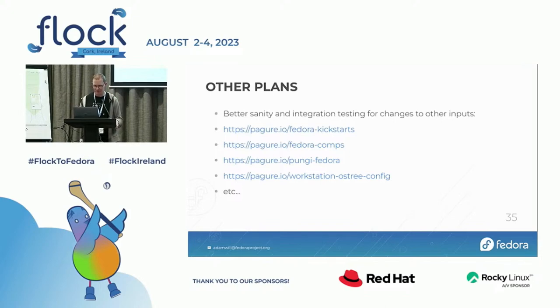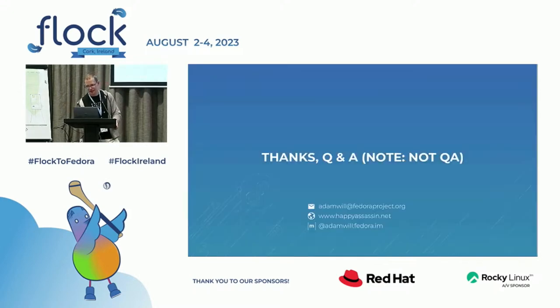Same thing for comps. Pungi-Fedora is the repo where the compose configuration goes. And again, if you change that and get it wrong, you break the compose. And workstation-ostree-config is misleadingly named. It's where all of the OSTree definitions go. So not just Silverblue, but also Kinoite, Sericea, all of those. And again, they have configuration which, if you change it, you break the compose. And we don't test any of that. So I would love to be able to test all of those things if we could.